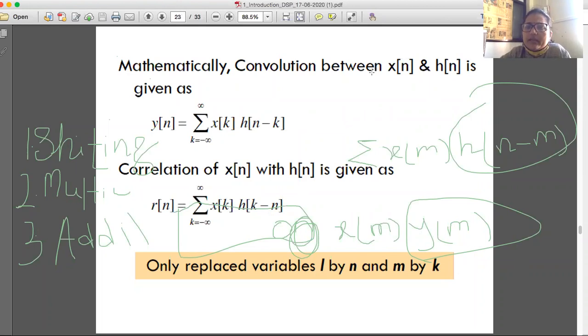Okay. So mathematically, convolution and correlation. The convolution between x of n and h of n is given as y of n, which is equal to summation k varies from minus infinity to plus infinity, x of k h of n minus k. This represents the convolution operation, and the correlation operation is gamma of n, which is equal to summation k varies from minus infinity to plus infinity, x of k h of k minus n.